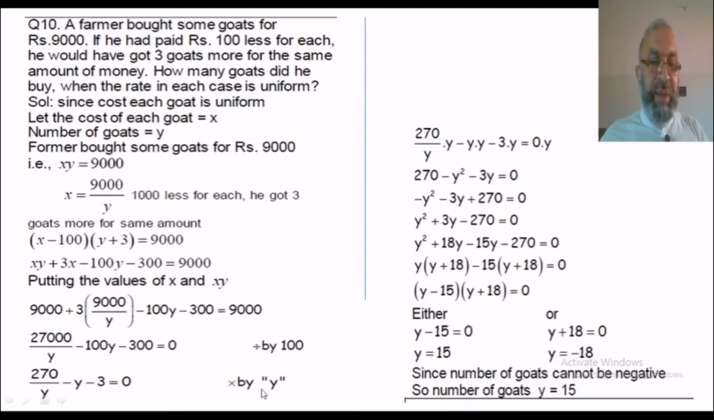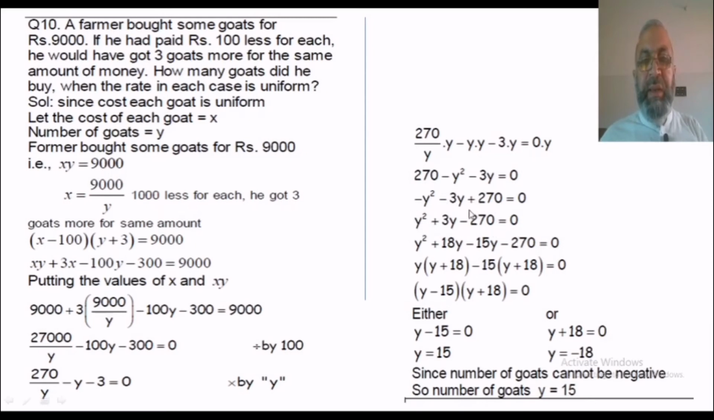Now multiply both sides by y to remove the y from the denominator. So we get 270 minus y square minus 3y is equal to 0. Writing in standard form, minus y square minus 3y plus 270. To make the first term positive, divide the whole equation by minus 1. We get y square plus 3y minus 270 is equal to 0. So this is a quadratic equation.